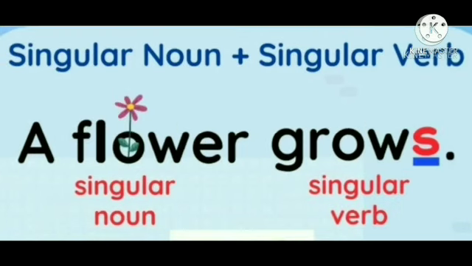Next sentence. A flower grows. A flower is a singular noun. So, it takes a singular verb, grows. Here we have a singular subject and a singular verb. So, the subject agrees with the verb.